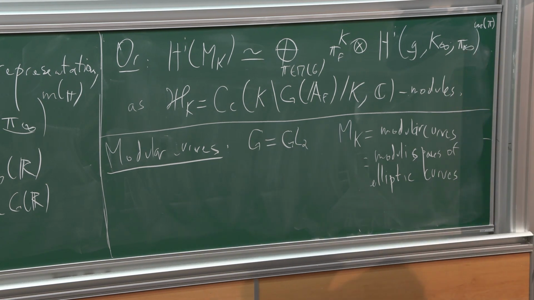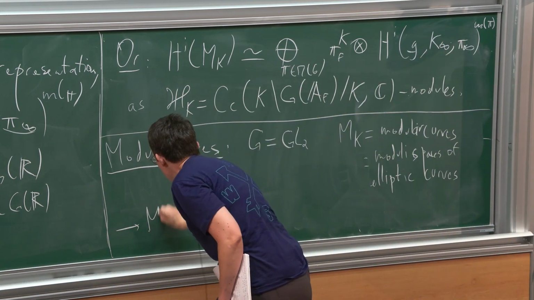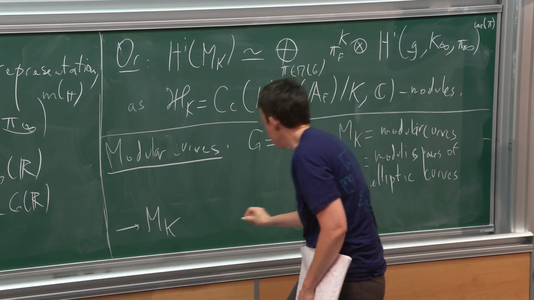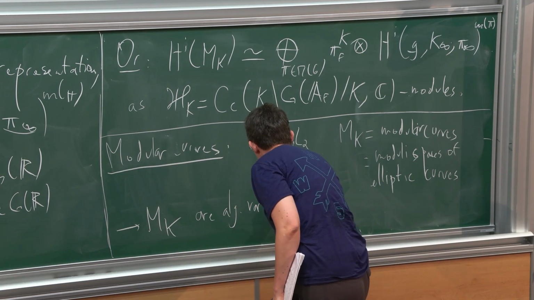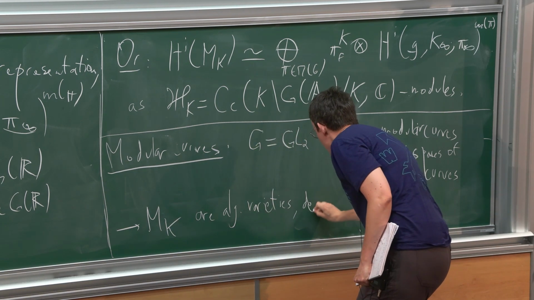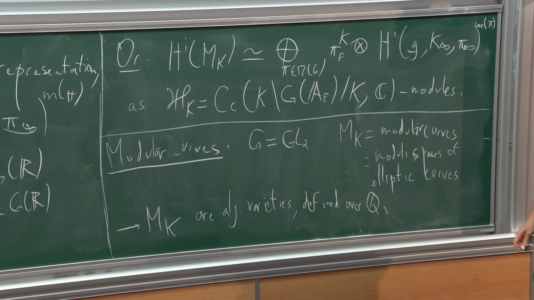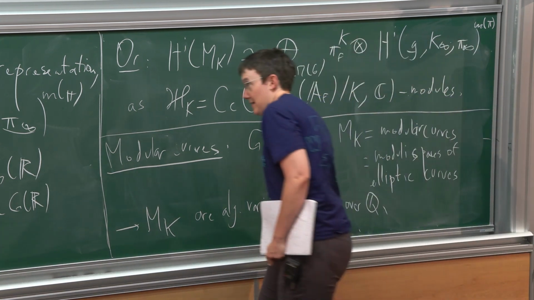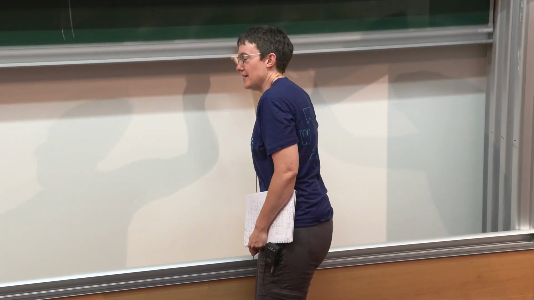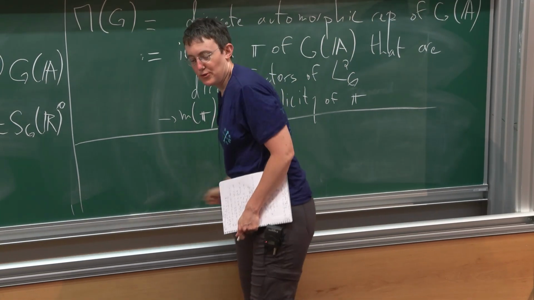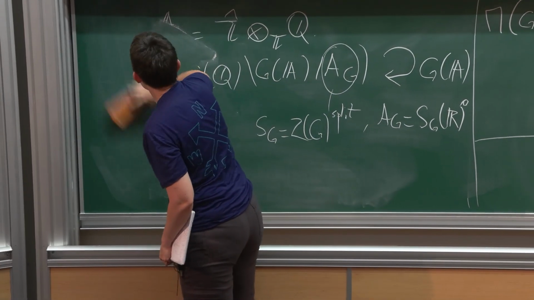Plus some extra structures. And as such, MK are actually algebraic varieties, and even defined over Q. I should say MK is the set of complex points of an algebraic variety defined over Q.